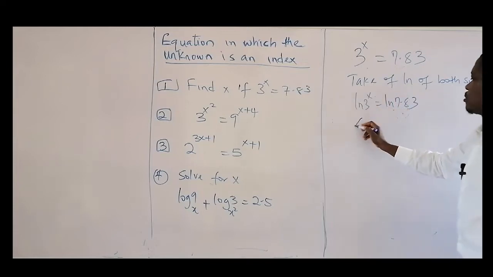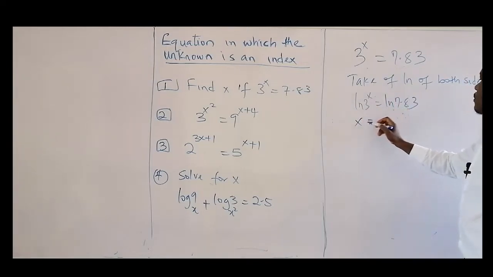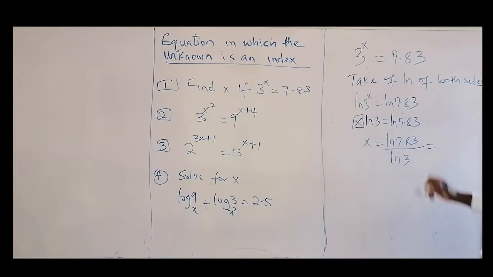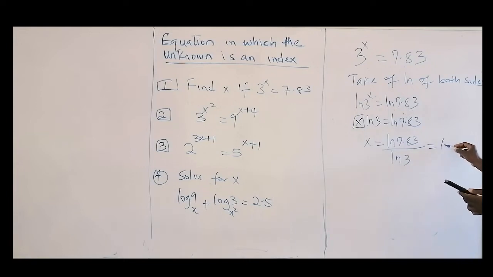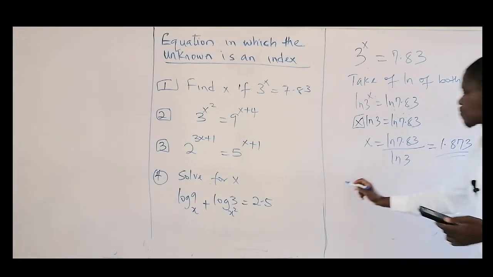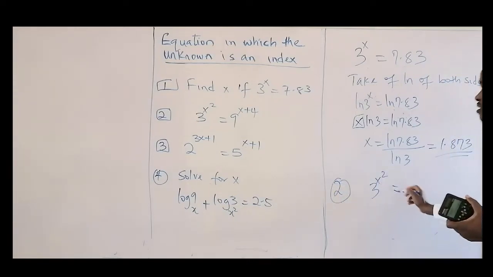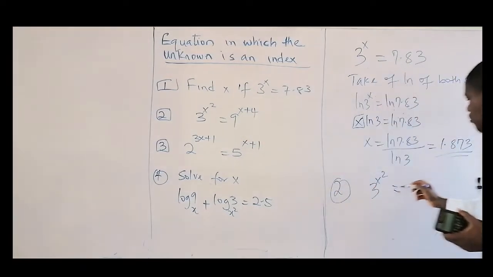So then this one can go to the front. Then we have x ln 3 equal to ln 7.83. Then we can make x the subject. So x is equal to ln 7.83 over ln 3. So that's 1.873.